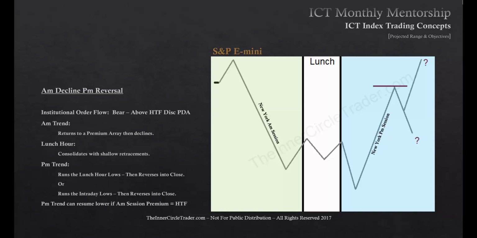If that's not the case and we don't see that higher time frame 4-hour, daily or higher premium array that the New York AM session keyed off of before it dropped down, then we can expect price to continue through and make an attempt to run higher.